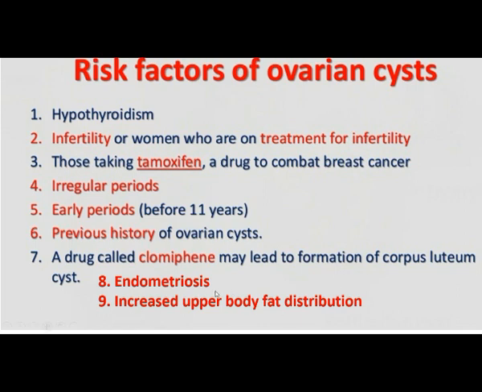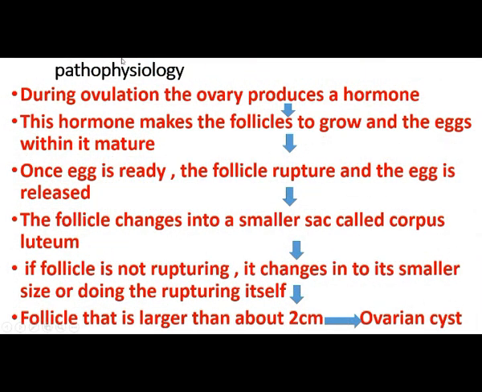Next, endometriosis. We already studied it in the previous class. Then increased upper body fat distribution. These are the risk factors of ovarian cyst. Next, we can see the pathophysiology.